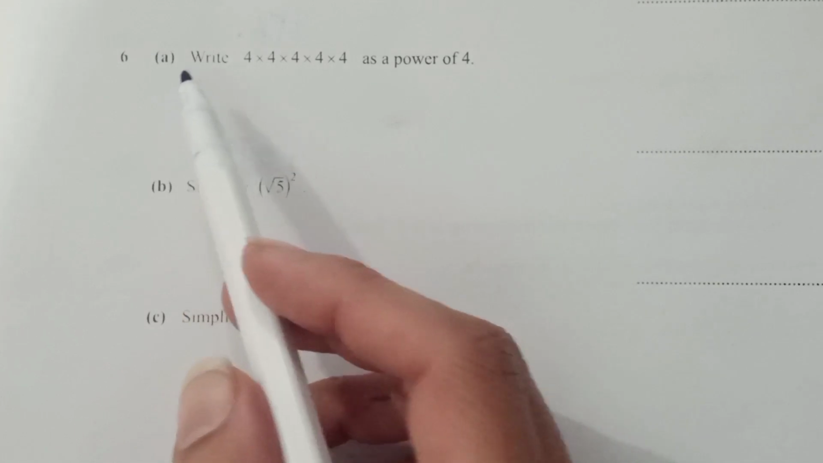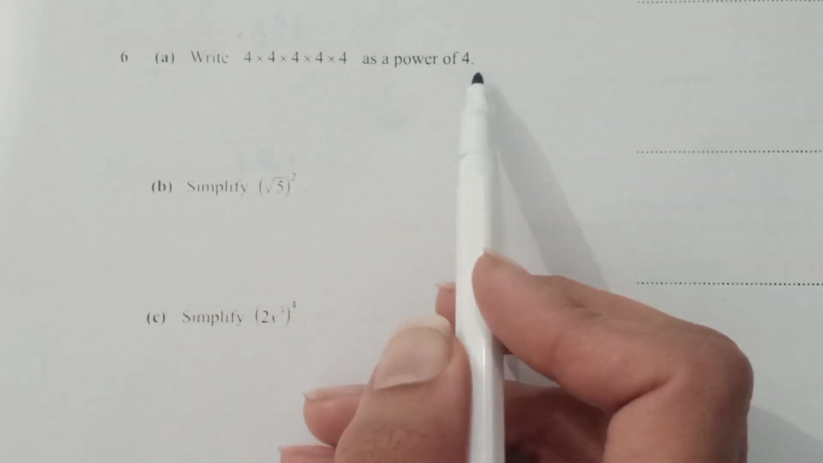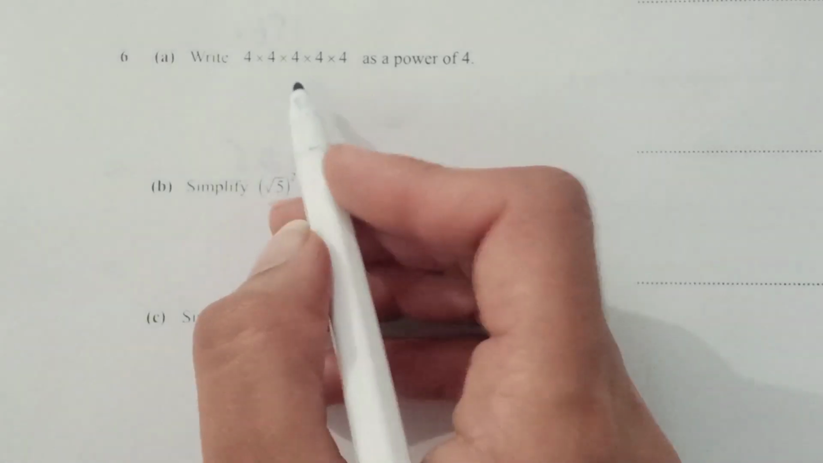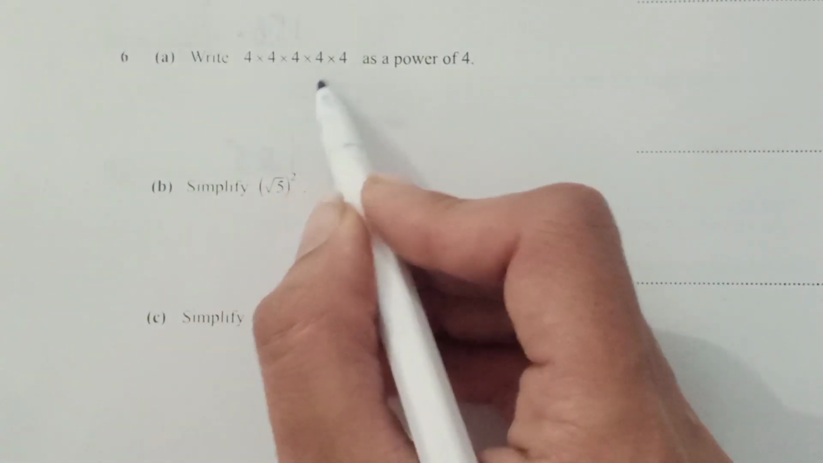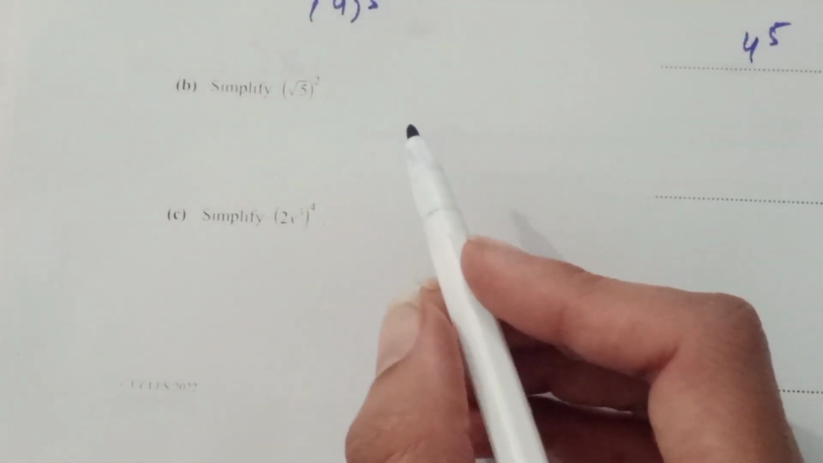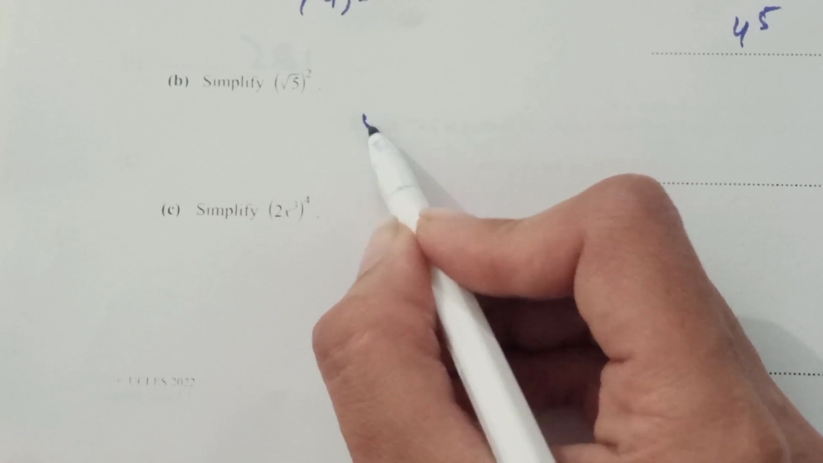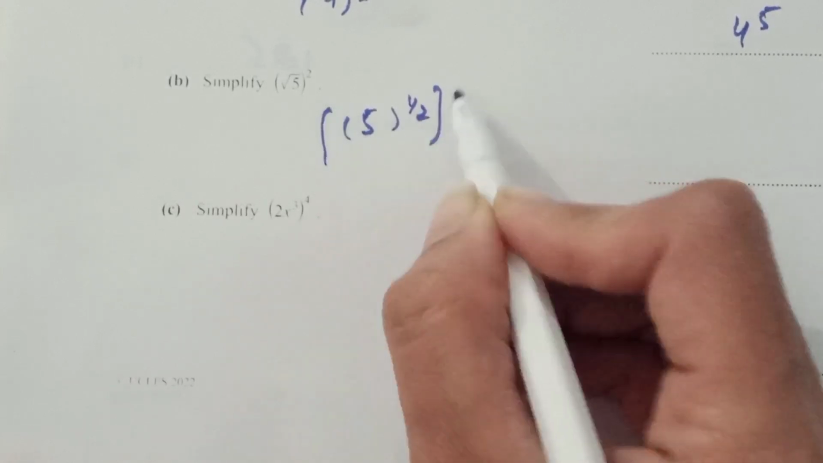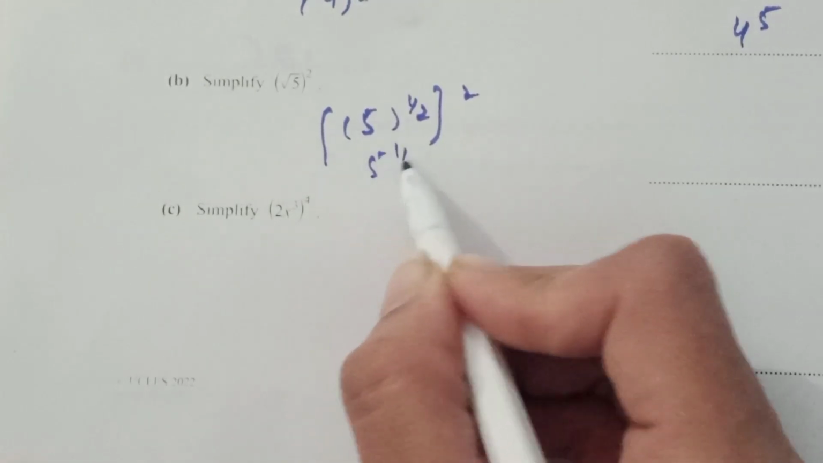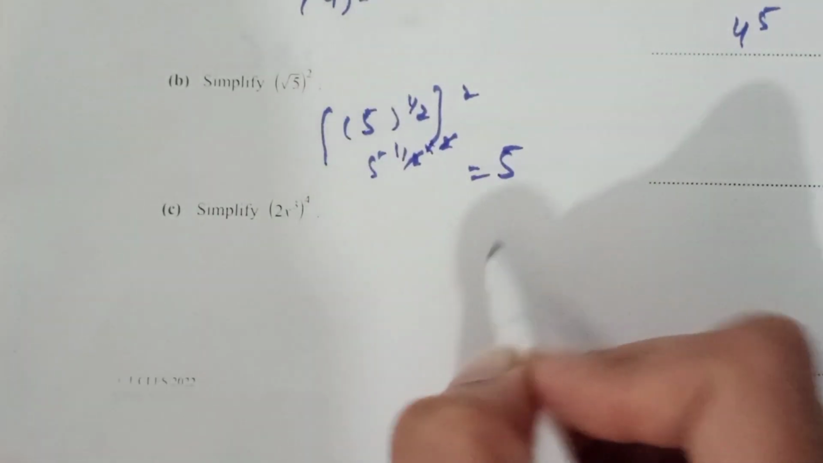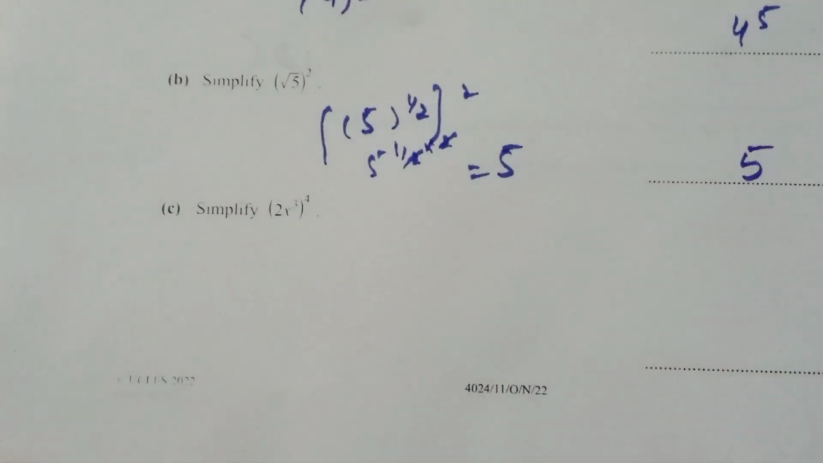Now students, question number 6, write this value as a power of 4. We have to write this as a power of 4, and this is 4 to the power 5. We write it like that, very simple. Simplify: 5, 1 by 2, and over square. That 1 by 2 multiplied by 2 cancels, and we get 5. And its answer is 5.